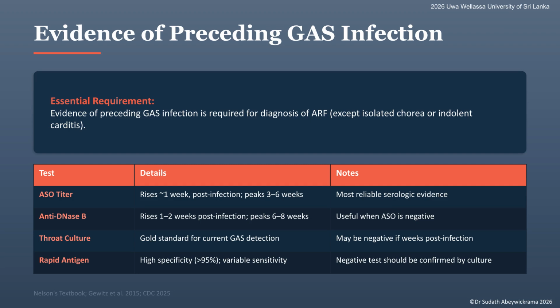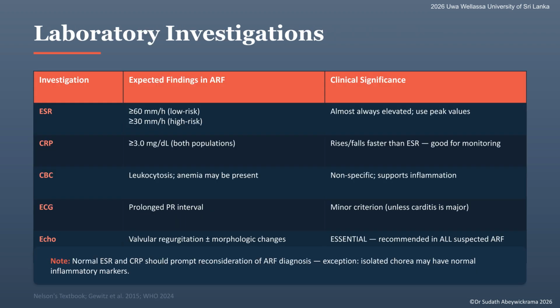Serological tests like ASO and anti-DNase B titers are most reliable. Throat culture is the gold standard for current GAS detection, but may be negative post-infection. Key laboratory findings in ARF include elevated ESR and CRP, which are essential markers of inflammation. CRP rises and falls faster than ESR, making it useful for monitoring.